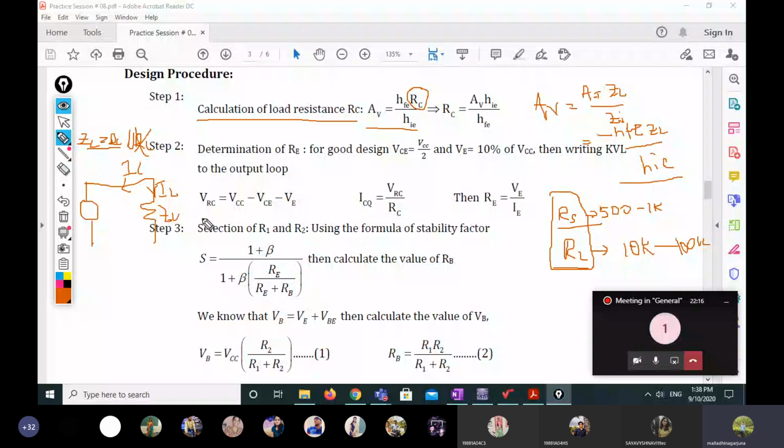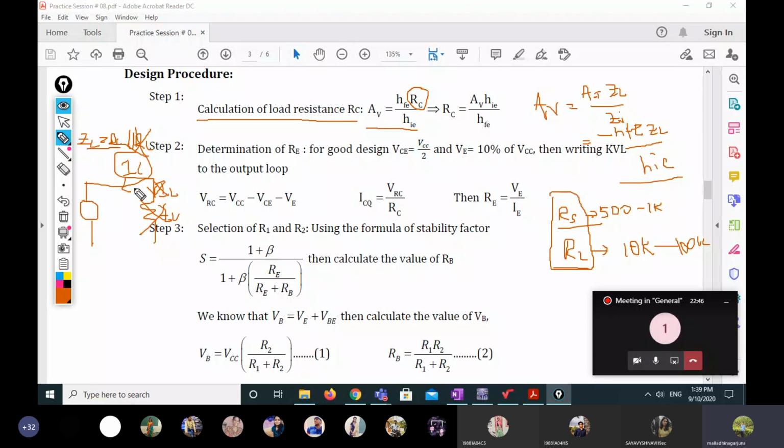But here I am not taking the load resistance, so there is no load, which means there is no load current. So what is the output current? IC will be your output current. If there is no load resistance, IL is also 0. The load resistance is open circuit, so the current is equal to 0. If there is no load current, then the output current is IC itself.